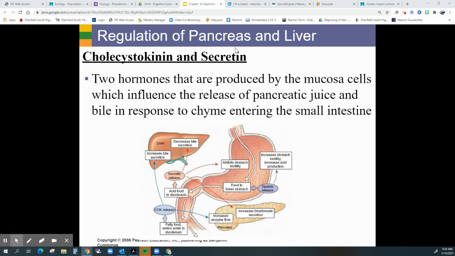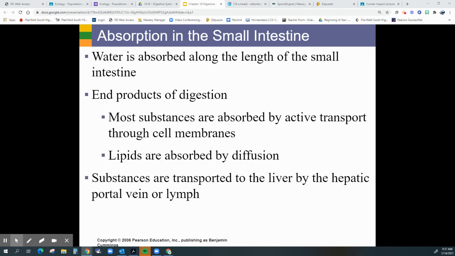Cholecystokinin and secretin are another couple of hormones. These are produced by the mucosal cells, and they're specifically influenced when the pancreatic juices hit the duodenum. Those are really there to help, sorry, not lower the pH, neutralize the pH. So we want to bring that pH back up closer to 7, and they are also there to help start breaking food down.